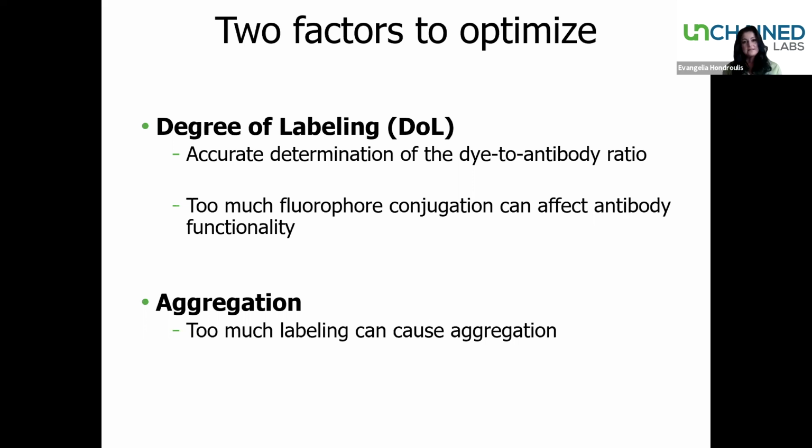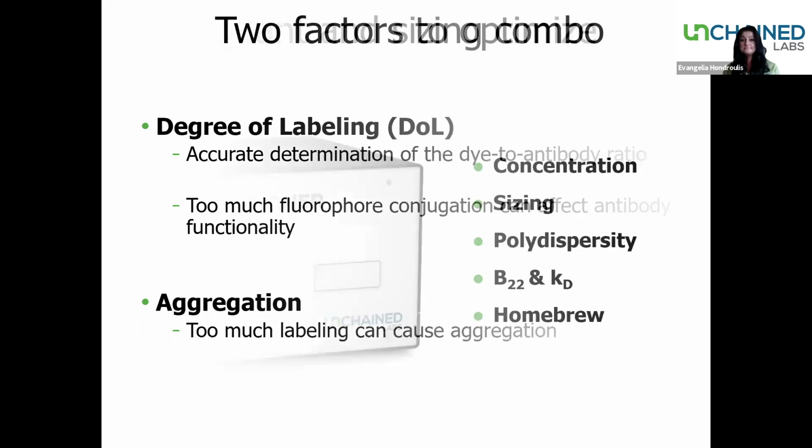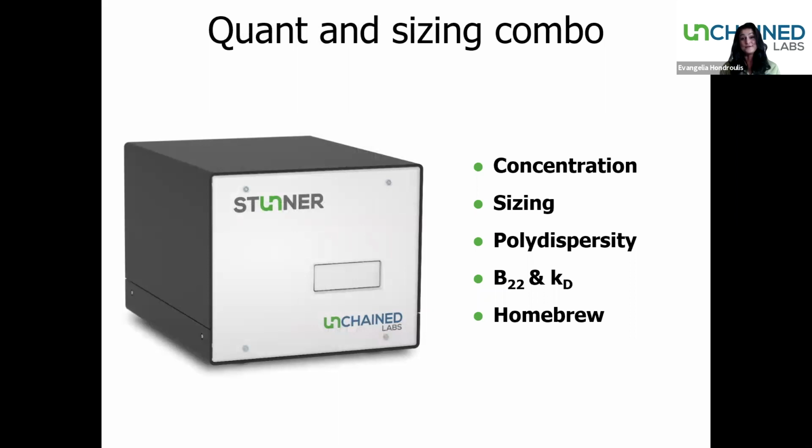There's a fine balance here between those parameters. If you have a low degree of labeling, of course, you're going to have a weak signal and perhaps no detection. If you have too high of a degree of labeling, this leads to a higher risk of aggregation and even loss of antibody function. So we need to find a way to find out these two parameters at the same time. This is where the Stunner can help.